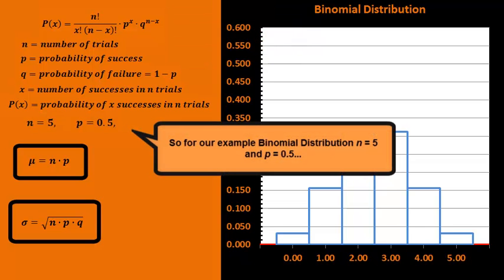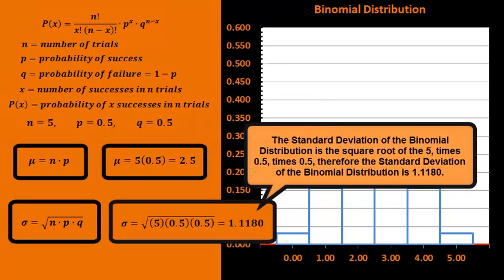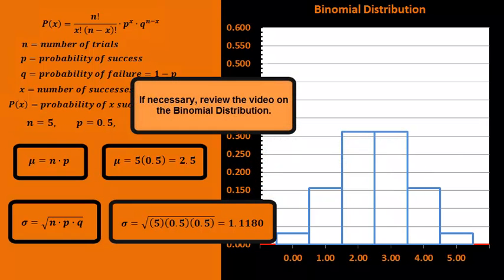So for our example binomial distribution, N equals 5 and P equals 0.5, therefore the mean of the binomial distribution is 2.5. The standard deviation of the binomial distribution is the square root of 5 times 0.5 times 0.5, therefore the standard deviation of the binomial distribution is 1.1180. If necessary, review the video on the binomial distribution.